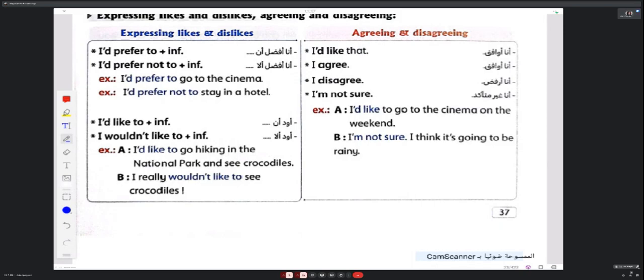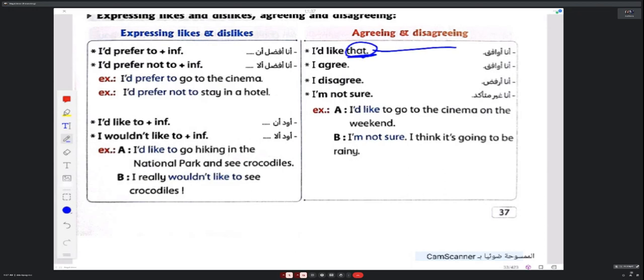Okay. I'd like to plus infinitive. I wouldn't like to plus infinitive. Example A: I would like to go hiking in the national park and see crocodiles. B: I really wouldn't like to see crocodiles. Okay, I'd like that.